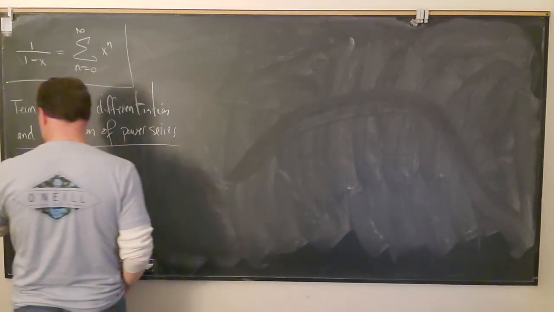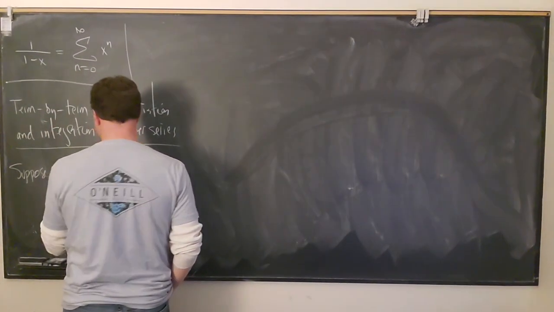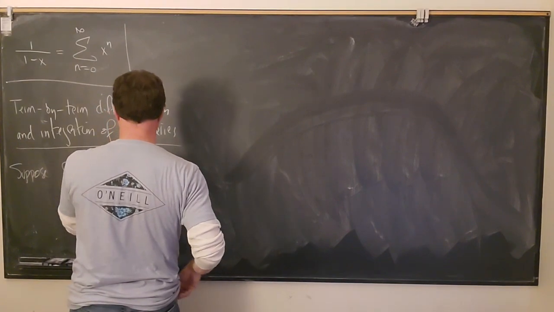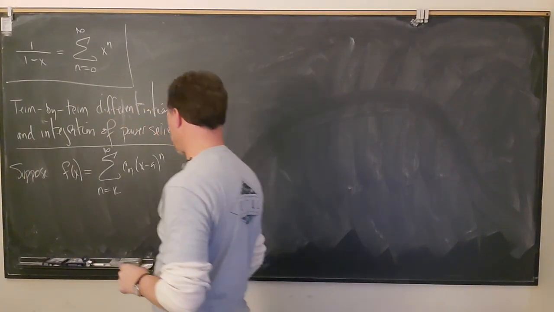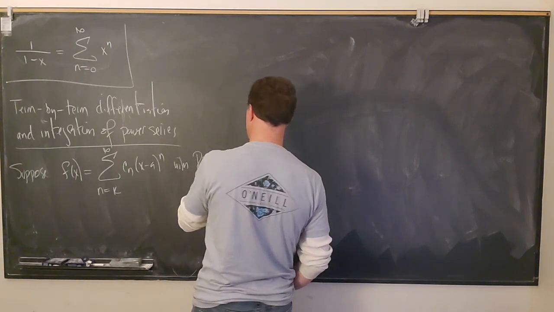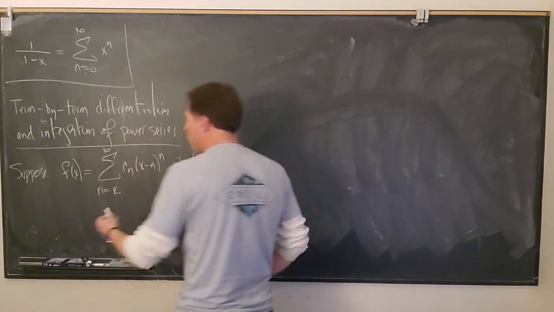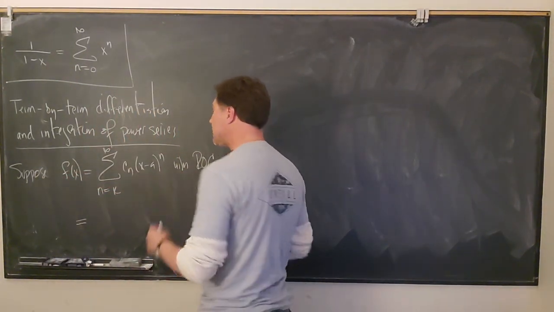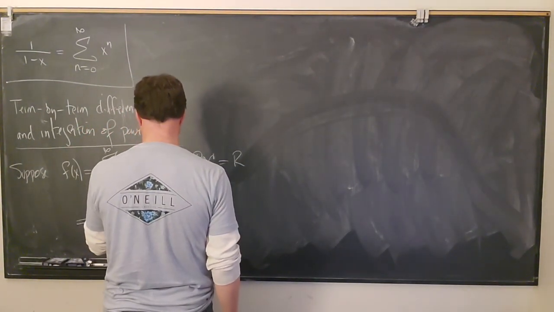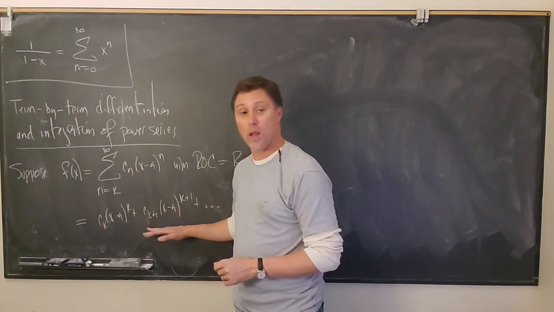So suppose that we have a function f of x equal to the sum from n equals k to infinity of c sub n times (x minus a) to the n, with radius of convergence equal to R. You don't need to write this out if you don't want to, but let me elaborate on what this is saying. f of x is equal to c sub k times (x minus a) to the k, plus c sub k plus 1 times (x minus a) raised to the power k plus 1, and then this just keeps going on forever. But each term is polynomial-like.